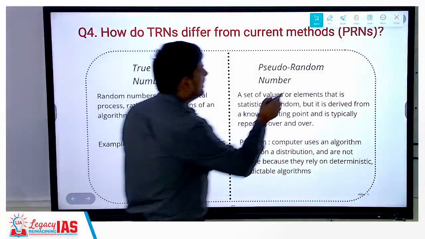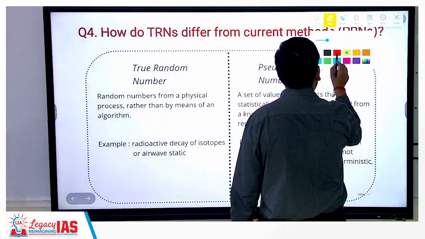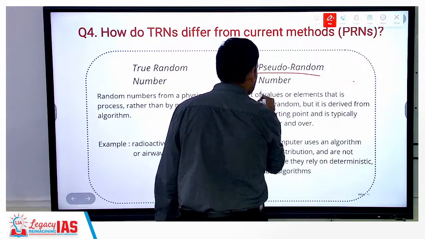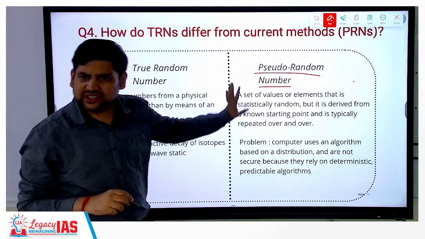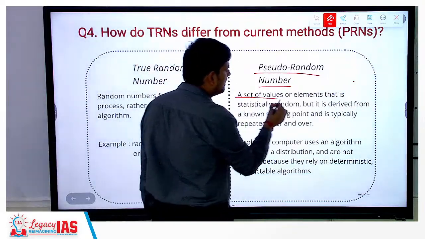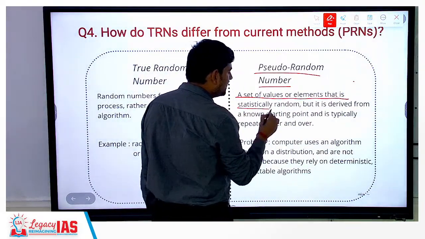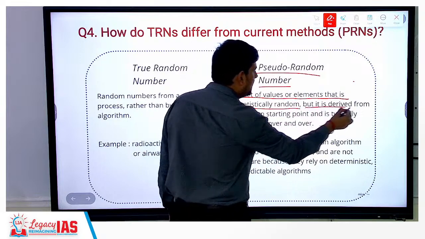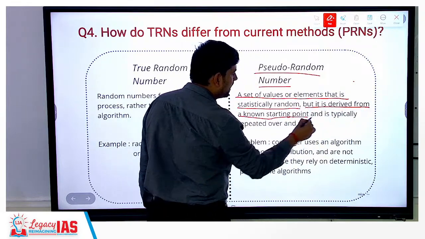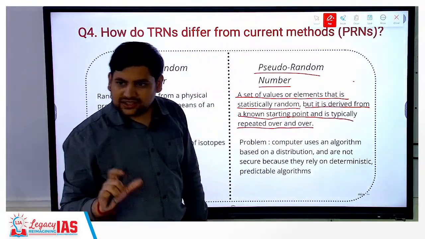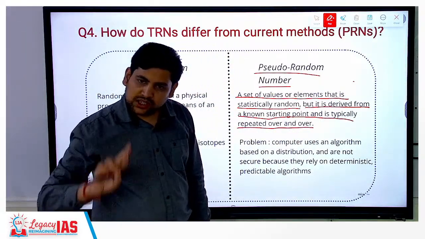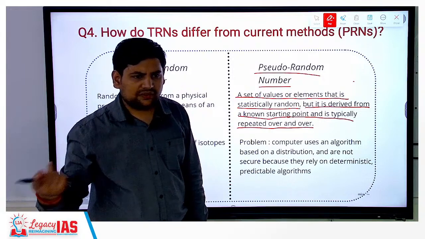Now see, what you heard right now, this is pseudo random numbers. Basically these are the normal passwords, everything that you see. So basically a set of values or elements that is statistically random, but it is derived from a known starting point and is typically repeated over and over. Statistically it may seem random to you, but it is always derived from some kind of algorithm.